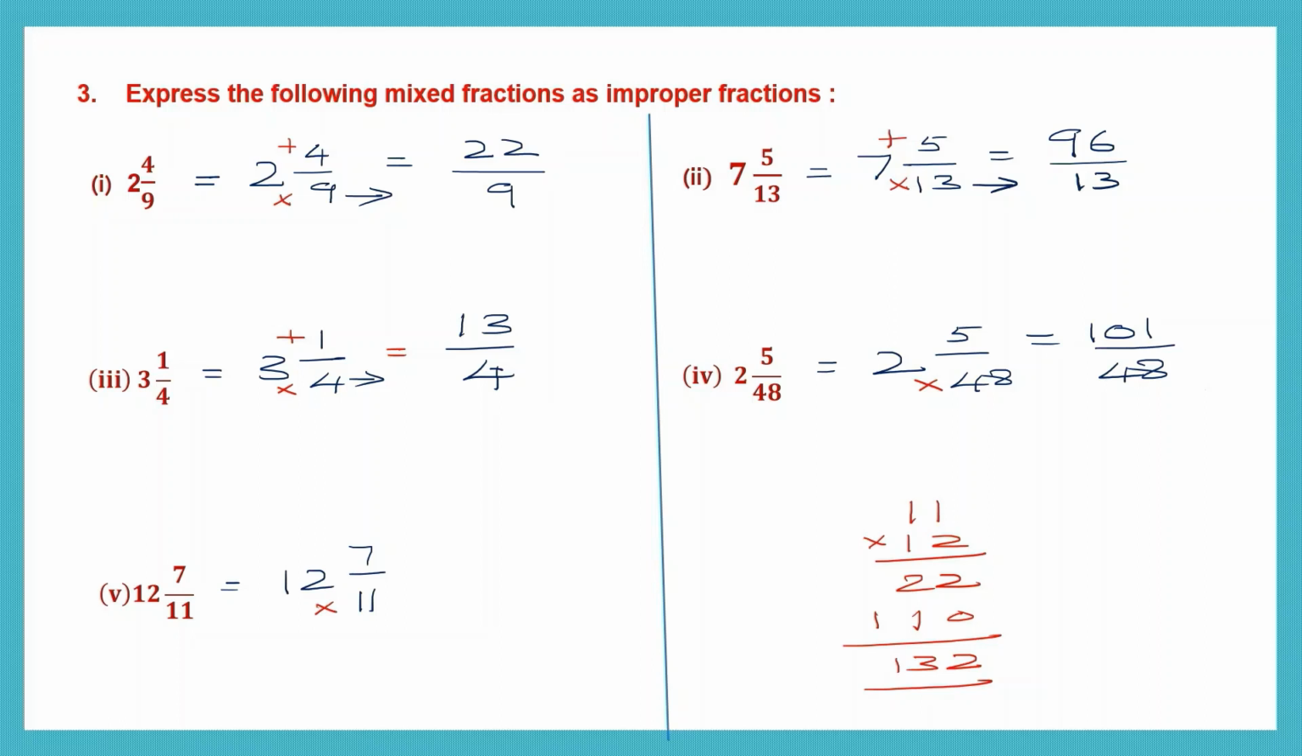132 is 11 into 12 plus 7. So 132 plus 7. 7 plus 2 is 9, 3 and 1, 139. Now that is our numerator and our denominator is 11. So our improper fraction is 139 by 11.